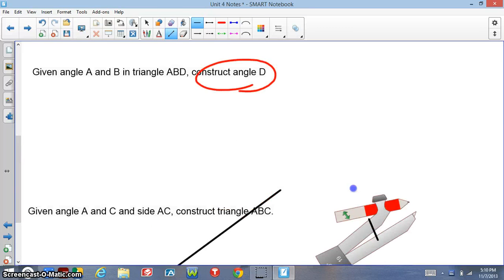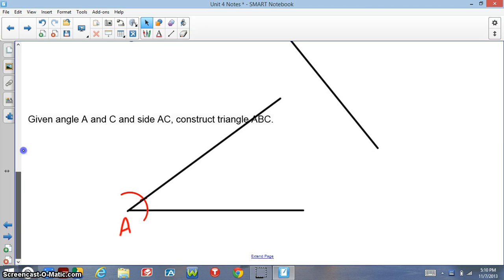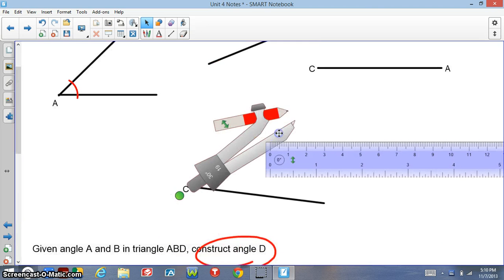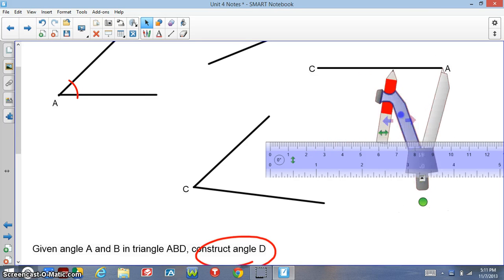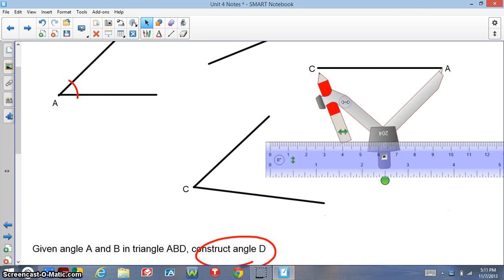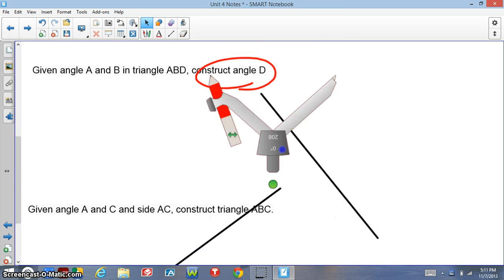So I need to go ahead and measure that with my compass. So there's AC. Let me go ahead and measure that, right about there. Go back down to my picture here.